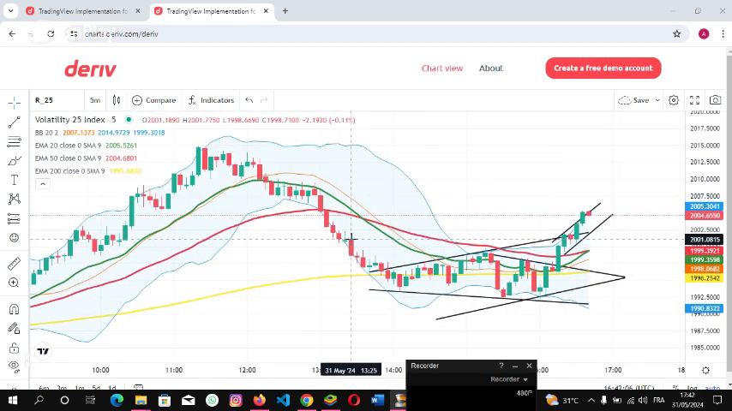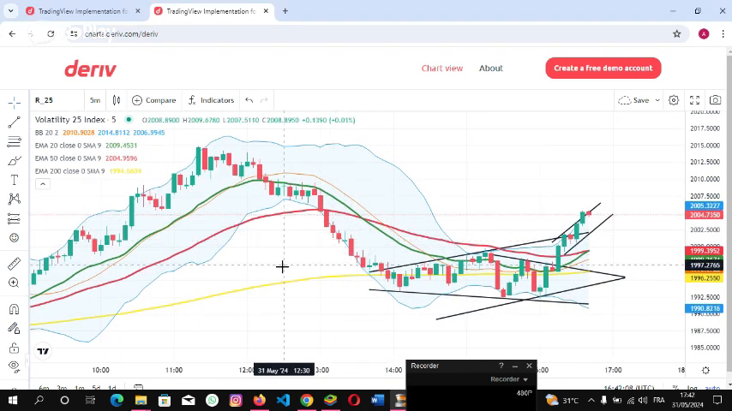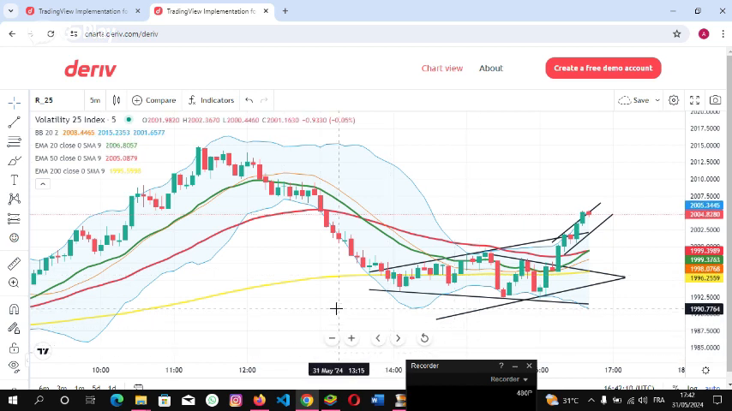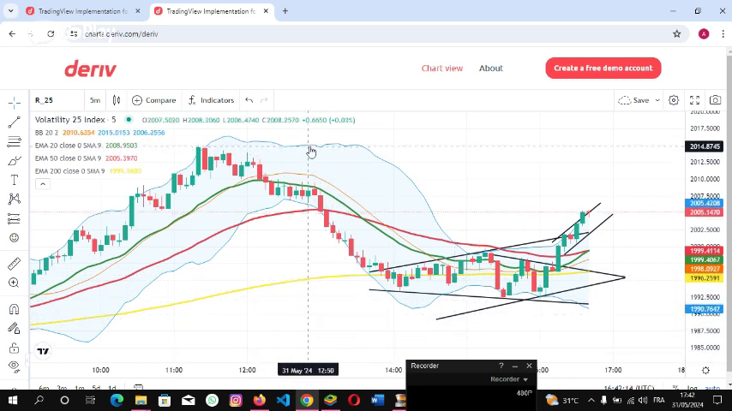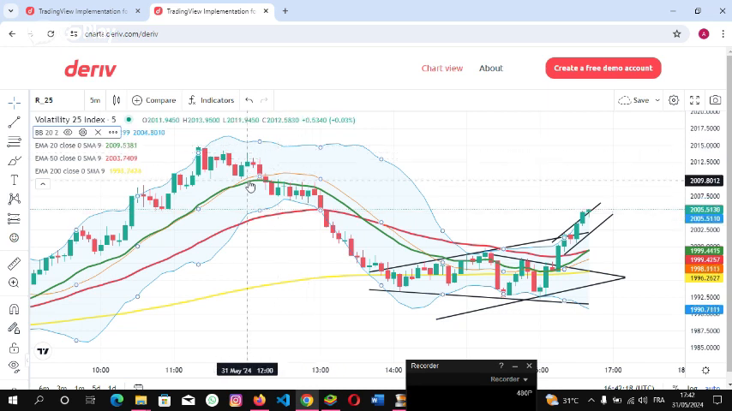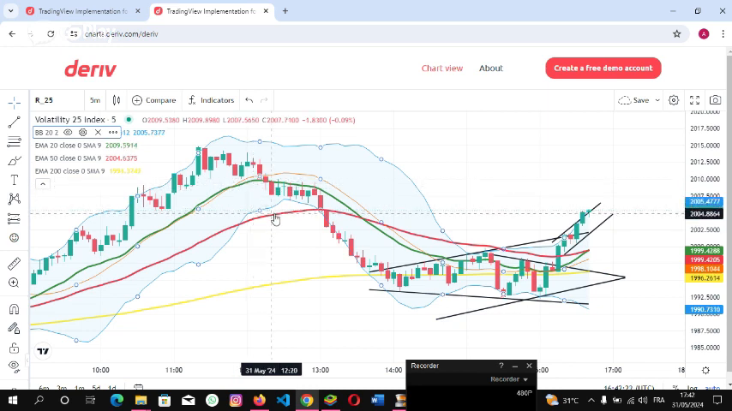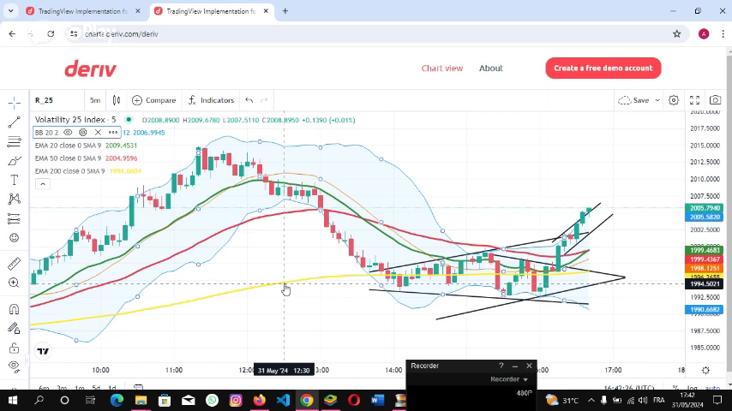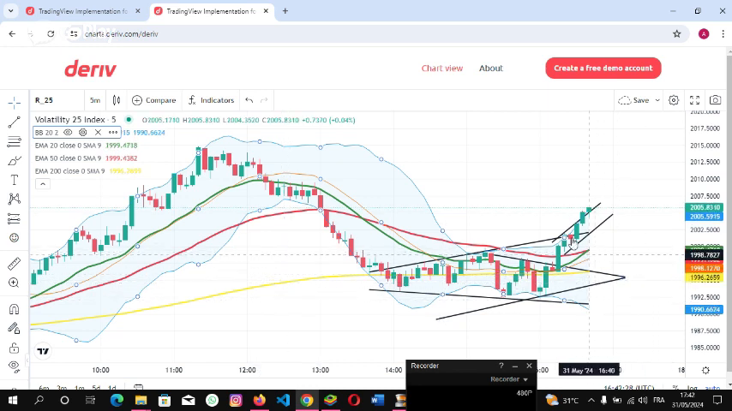Okay, so as you can see, my chart always has a few indicators. I don't use too many. I use just key indicators like the Bollinger Bands, which I always explain in my videos. I will not go back to it again. I use the exponential moving average, that will be the 20 moving average, 50 moving average, the red line, and the yellow line will be the 200 moving average, and the market is still going up crazy.